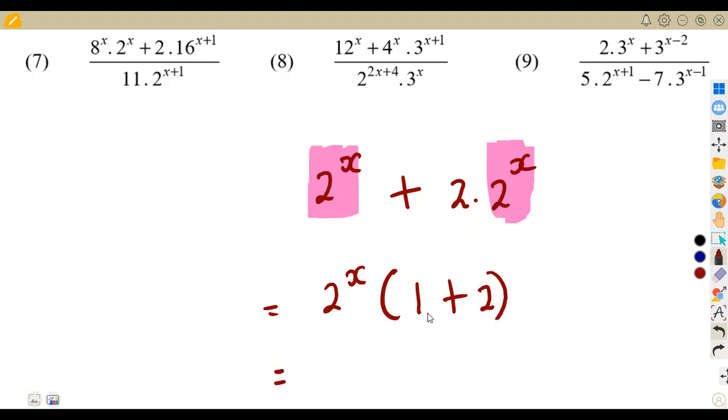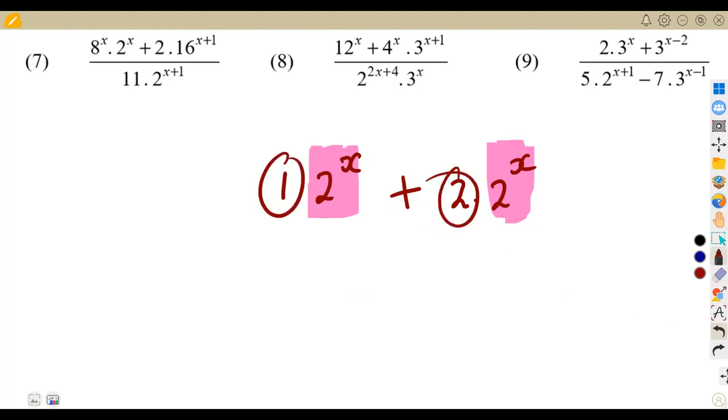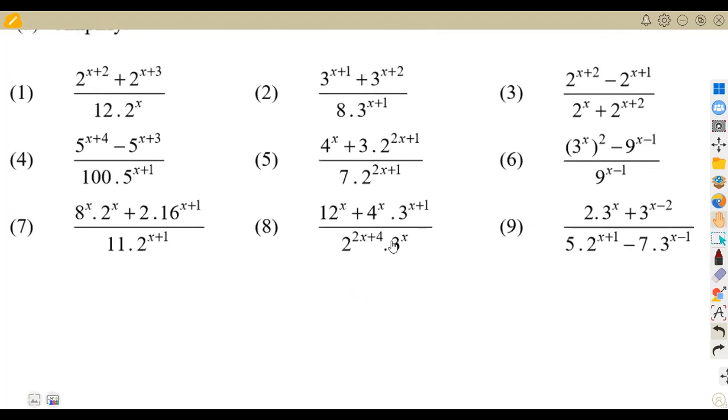Which we can add now. 1 plus 2, which is a 3. So this is 2 to the exponent of x times 3. We can just rewrite this as 3 times 2 to the exponent of x in simplest form, which we could have just applied by saying that these two are the same. Here there's a 1, here there's a 2, so I can simply add these two. But in most cases, you have conditions whereby you've got negative exponents and so on. That's why I want you to know how to factorize, so that if you have those conditions, you can simplify as much as you can.